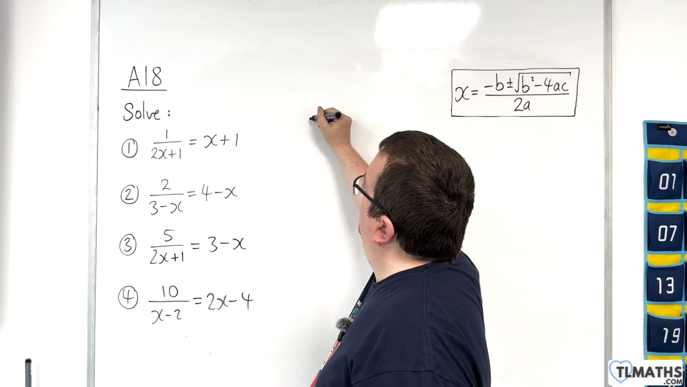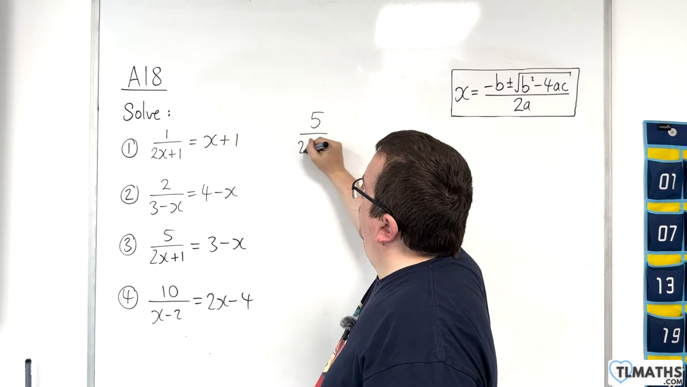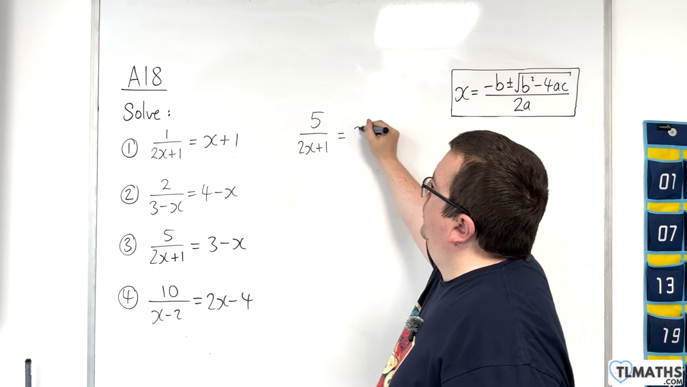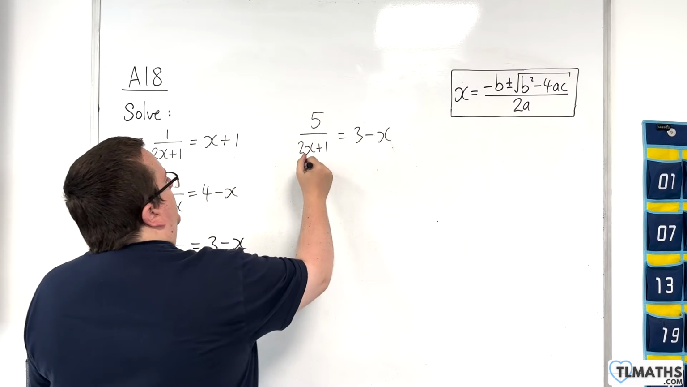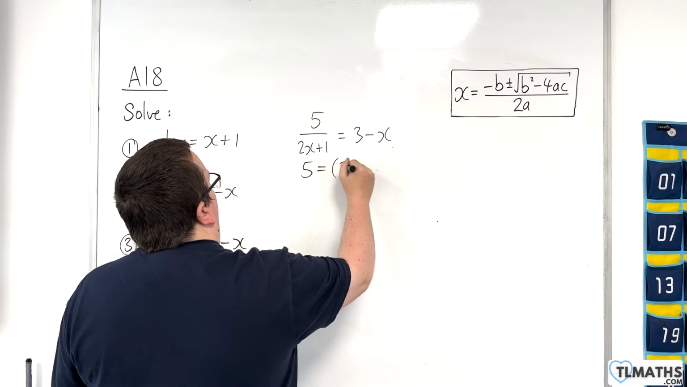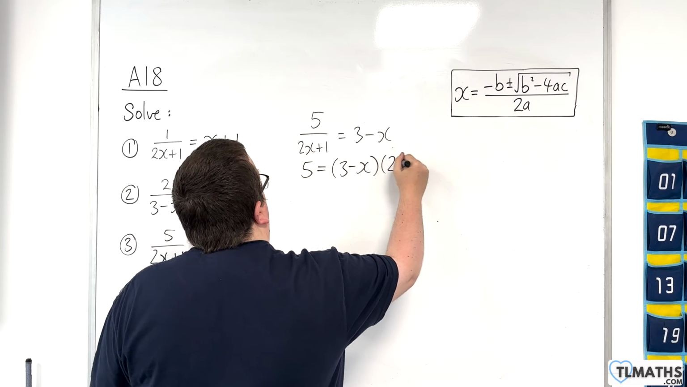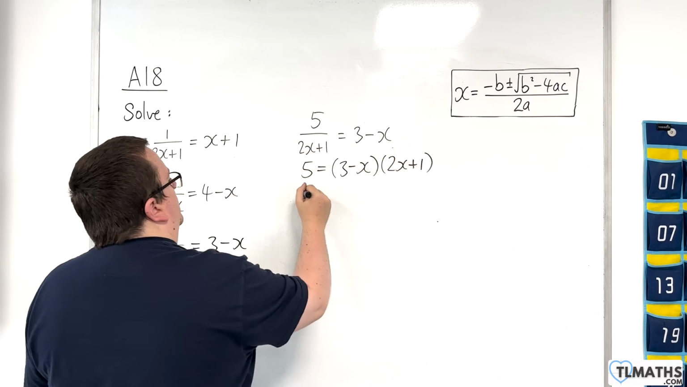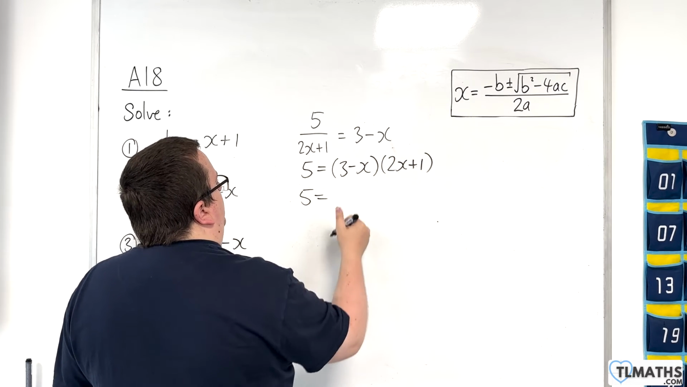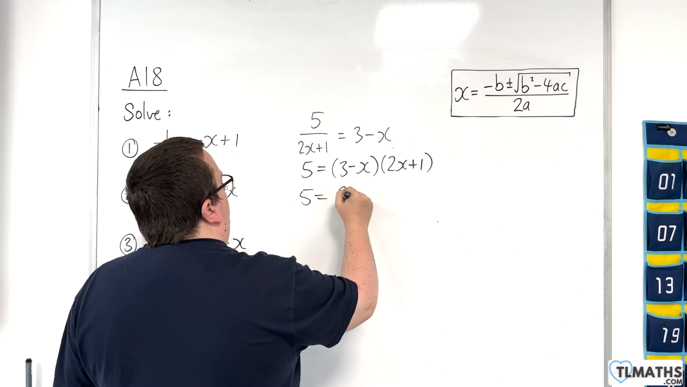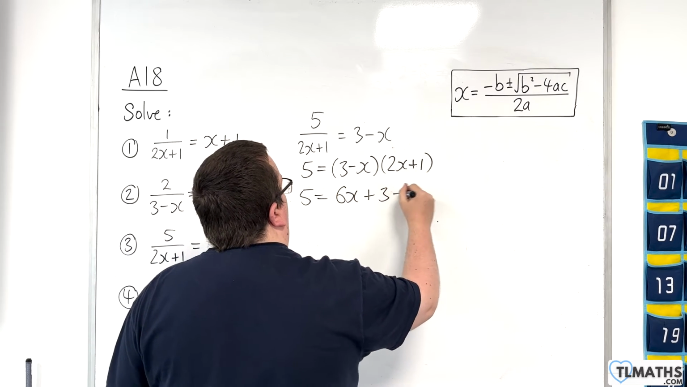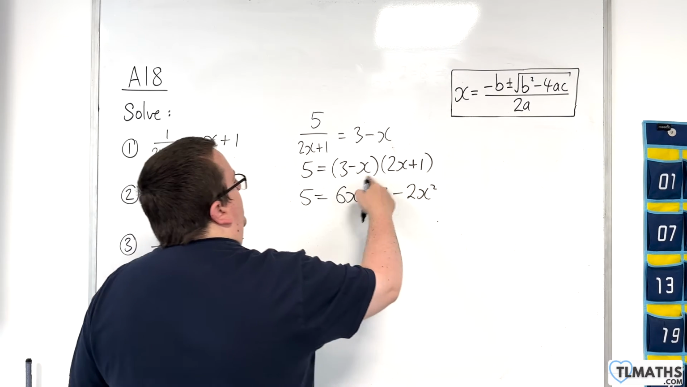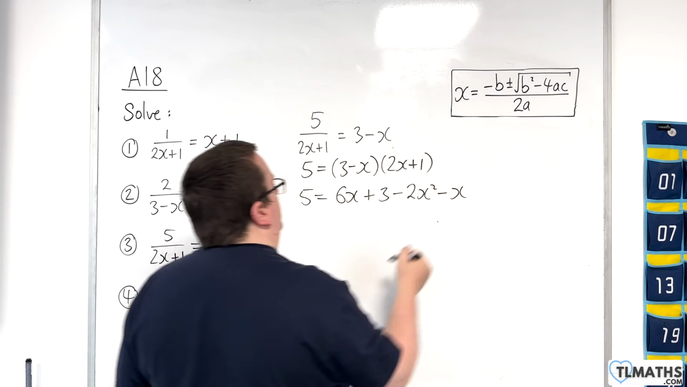Okay, number 3, we have 5 over 2x plus 1 is equal to 3 take away x. So let's multiply up by the denominator. So 5 is equal to 3 take away x times 2x plus 1. Expand out the brackets. 3 times 2x is 6x. 3 times 1 is 3. Minus x times 2x, so minus 2x squared. Minus x times 1 is minus x.